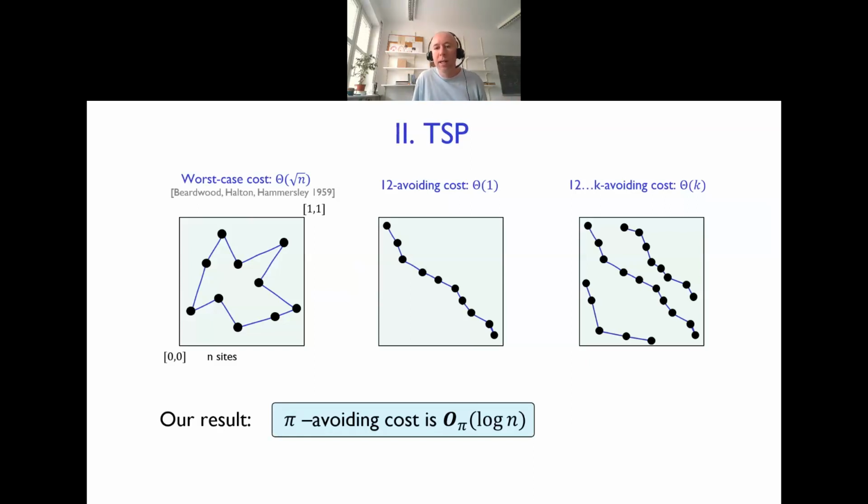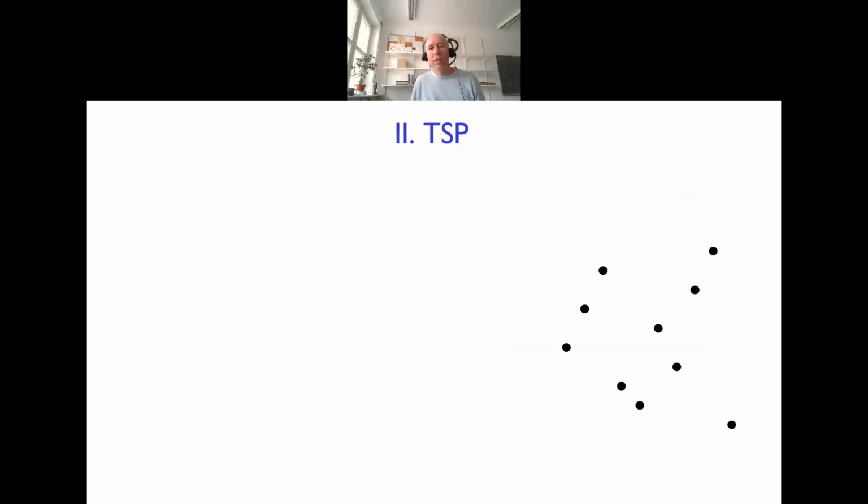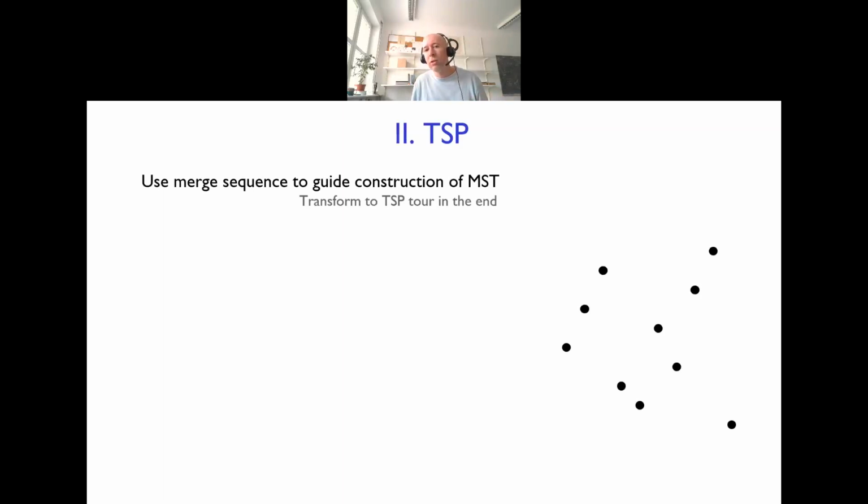So our result is a more general claim. If the point set avoids any pattern pi, then the cost is logarithmic, order log n. And we show that this is tight for almost all patterns pi, so in some sense these monotone patterns are the only exceptions. Okay, how do we show this? Again, we use the same merge sequence to guide the construction of a minimum spanning tree, which in the end we can transform to a TSP tour.